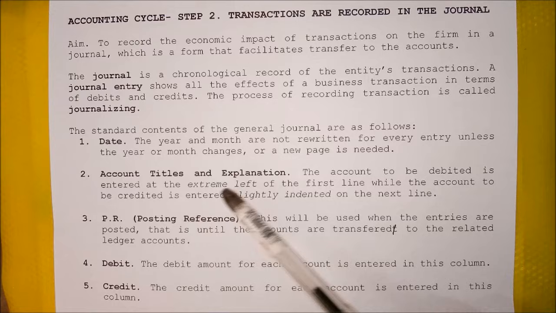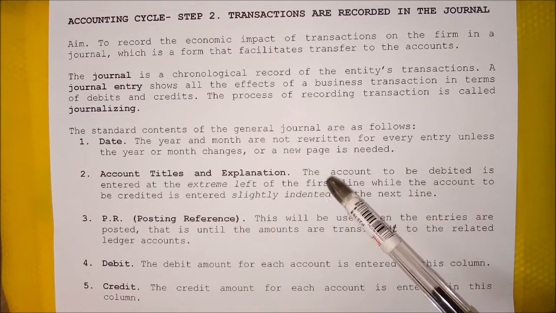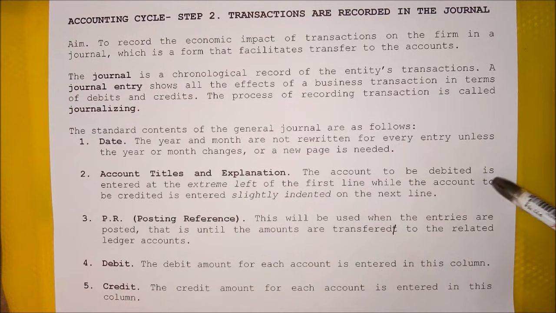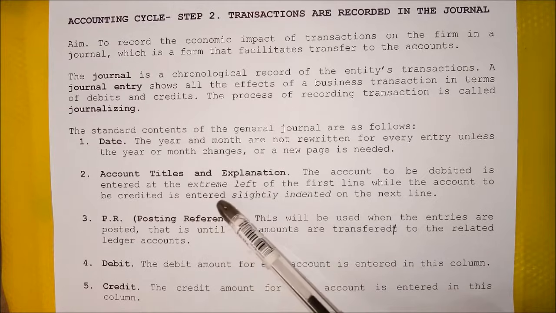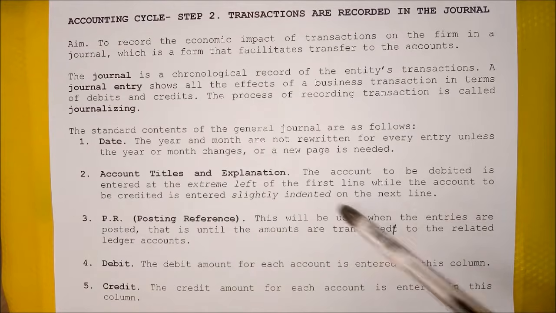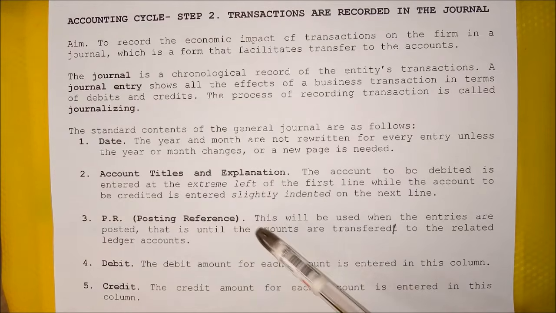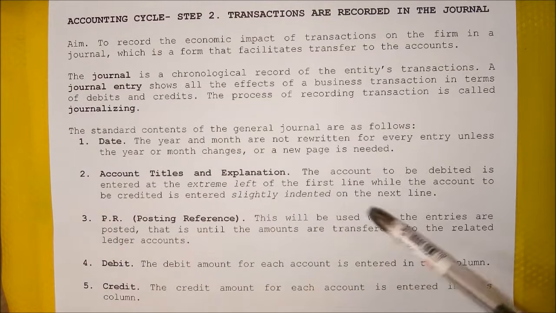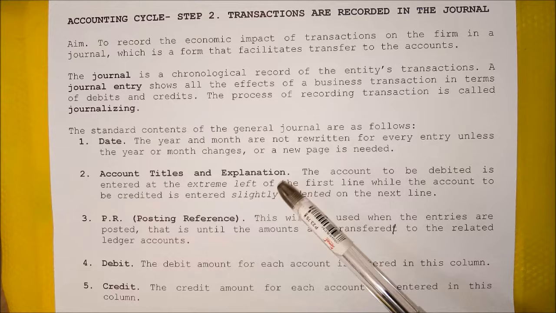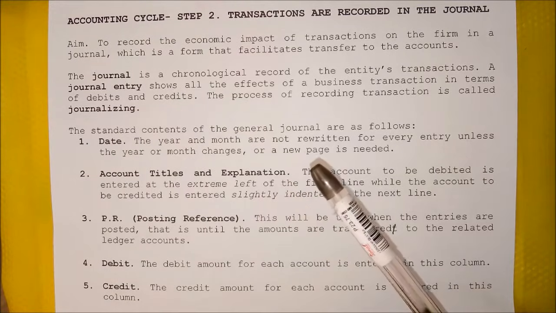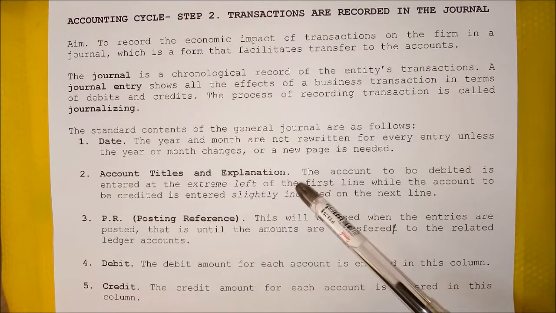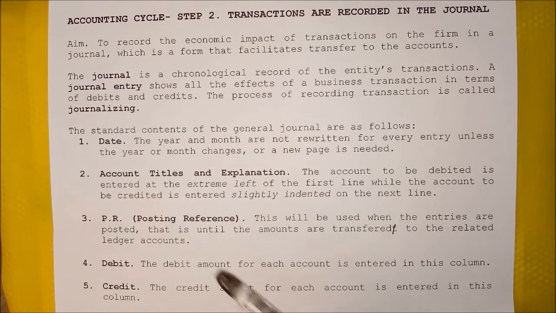Number 2, account titles and explanation. The account to be debited is entered at the extreme left of the first line, while the account to be credited is entered slightly indented on the next line. So sa application mamaya ng journal entry, makikita natin kung ano yung ibig sabihin nito.